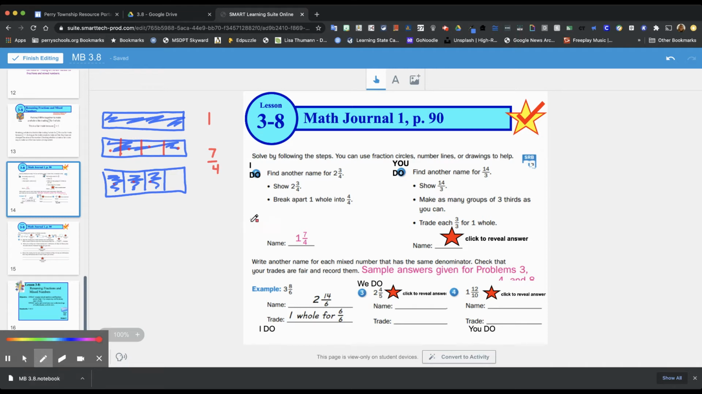I can also write over here in my notes that 1 equals 4/4. So if I take 2 minus 1, we have 1 left over, but then I'm going to take 3/4 and add in my 4/4, which would give me 7/4.